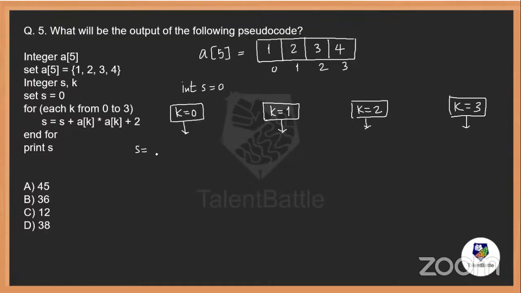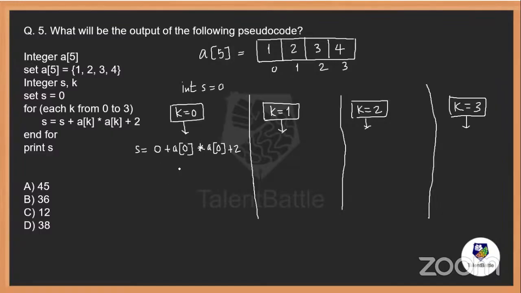So s is equal to the current value of s, 0, plus a of 0, because k is 0, multiplied by again a of 0 plus 2. Now 0 plus a of 0 means the element present at the 0th index that we need to access. And according to the provided array, 1 is the value present at the 0th index. So 0 plus 1 multiplied by 1 plus 2.